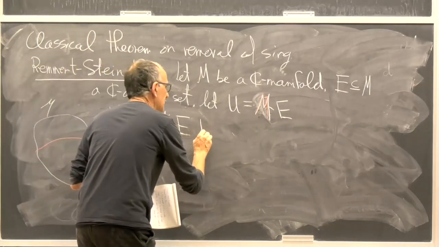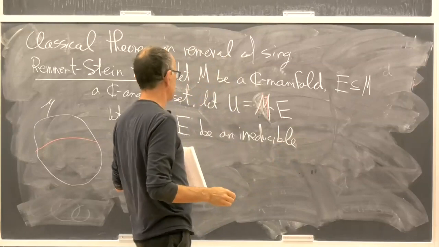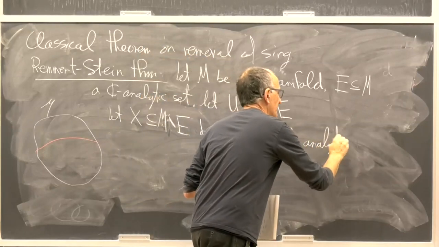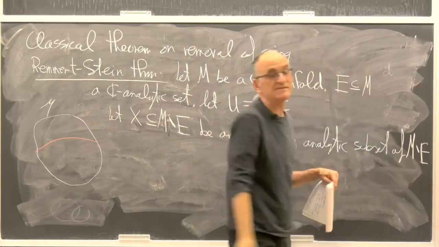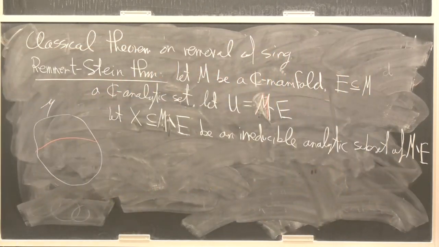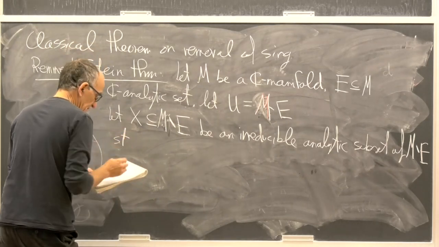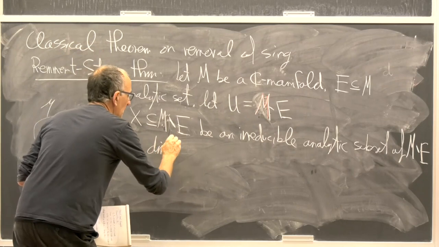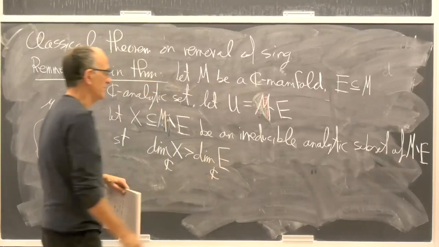And now let X be, okay, now we need some assumption. First of all, an irreducible analytic subset of M minus E. Remember, it's closed inside M minus E. Irreducible means that you cannot write it as a union of two proper analytic subsets. This is because of the next assumption mainly. Such that the complex dimension of X is greater than the complex dimension of E.